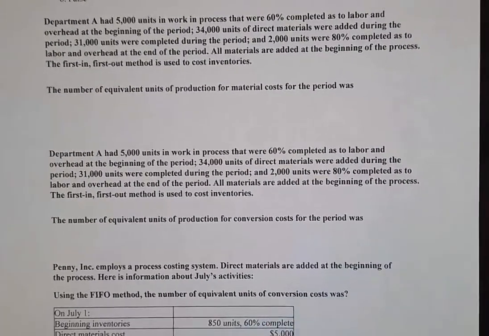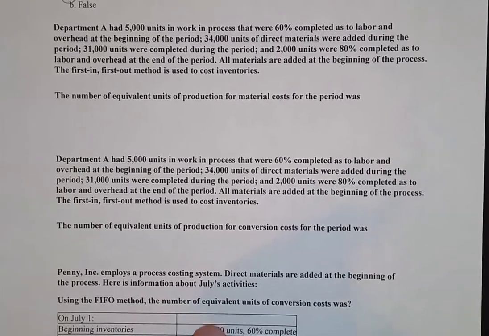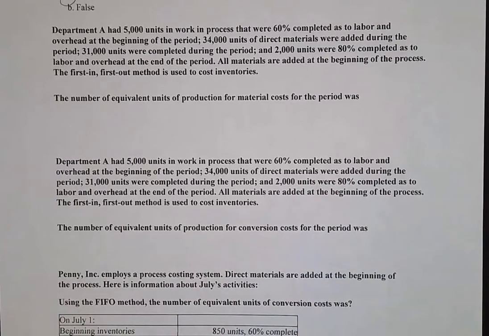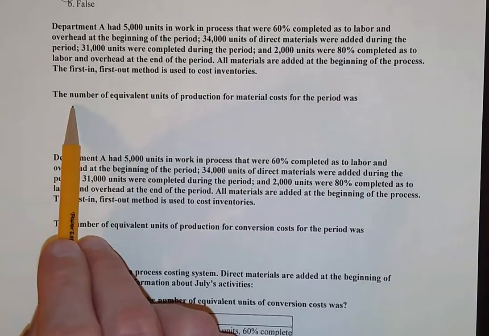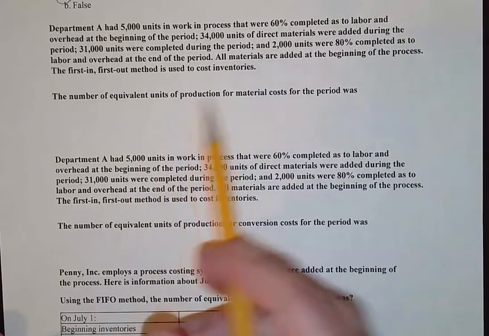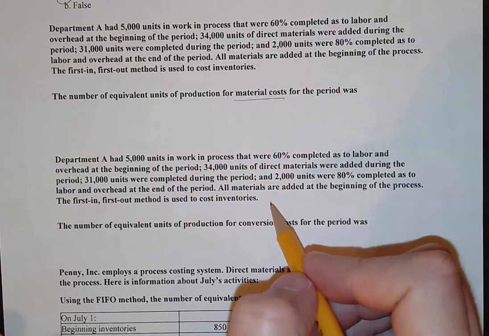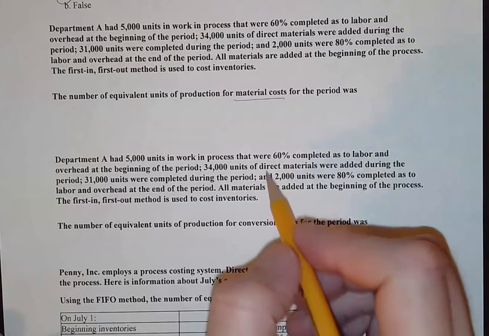Okay. All right, so now we need to be careful. In the previous video, we had some questions about determining the total number of units to be assigned cost. Well, very, very easy. That's step one in our process. So let's see what they want to know. This is the actual question. There's no question mark, but it says the number of equivalent units of production for material costs for the period was what?